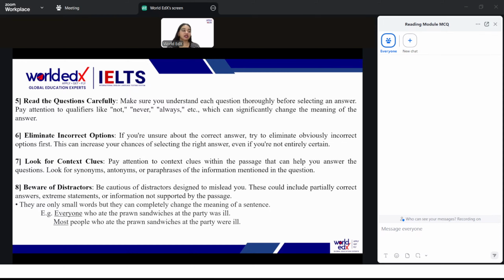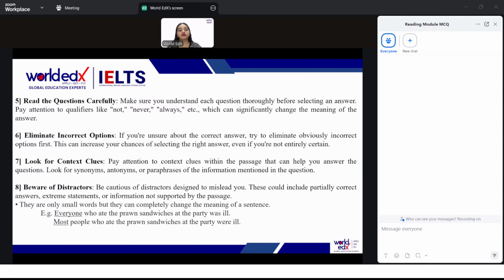See, the distractor, as the name suggests, is used to distract the test taker from giving the correct answer. So sometimes a distractor might include half of the information which is correct. Sometimes it might include some information or some words that will change or confuse the meaning of the entire passage.